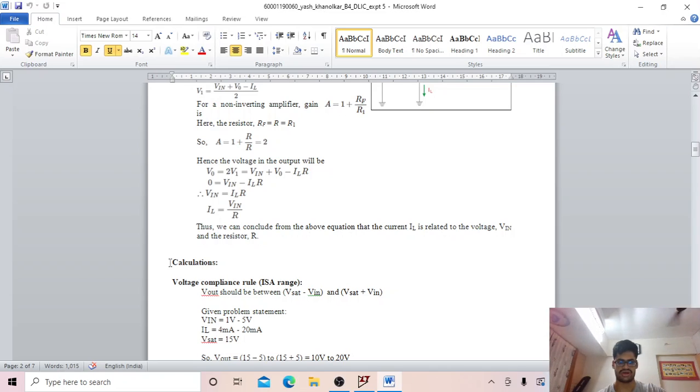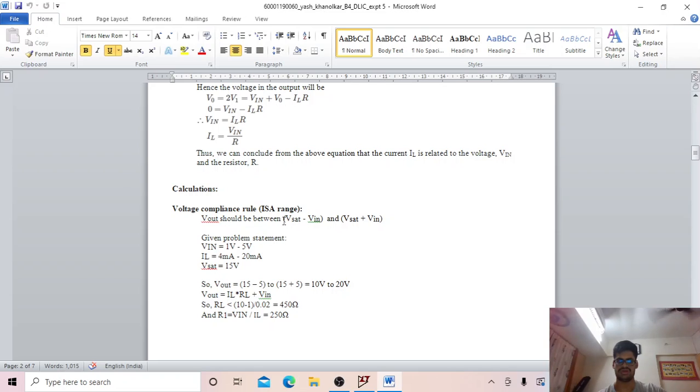So now we have to do some calculations to find our result, and we can do so by first using the voltage compliance rule. In the voltage compliance rule, the V out should be between V set minus V in and V set plus V in. According to the IS range, we have to take V in between 1 volt to 5 volt, which is the input, and the output we will get IL as between 4 milliampere and 20 milliampere. The V set we are taking the same as VCC and VEE, which is 15 volts. So V out is 15 minus 5 and 15 plus 5, so it's between 10 volt to 20 volt.